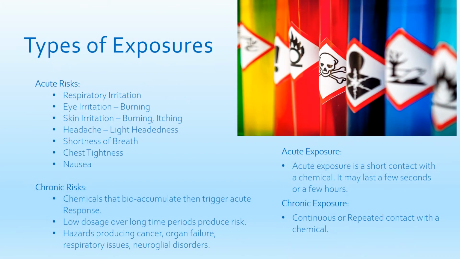There are two types of exposures, acute and chronic. Acute exposure is a short contact with a chemical. It may last a few seconds or a few hours. For example, it might take a few minutes to clean windows with ammonia, use nail polish remover, or spray a can of paint. The fumes someone might inhale during these activities are examples of acute exposures.